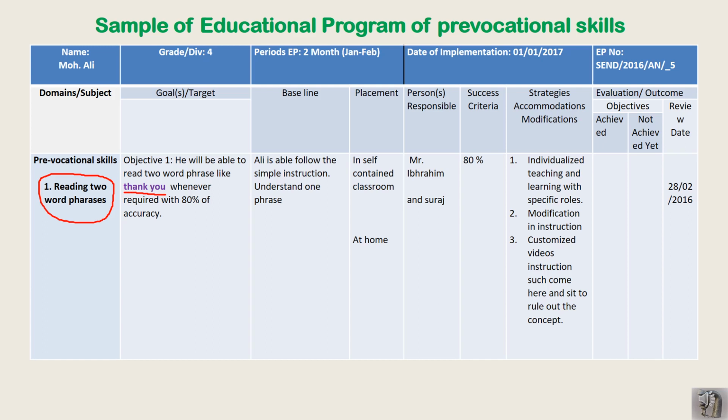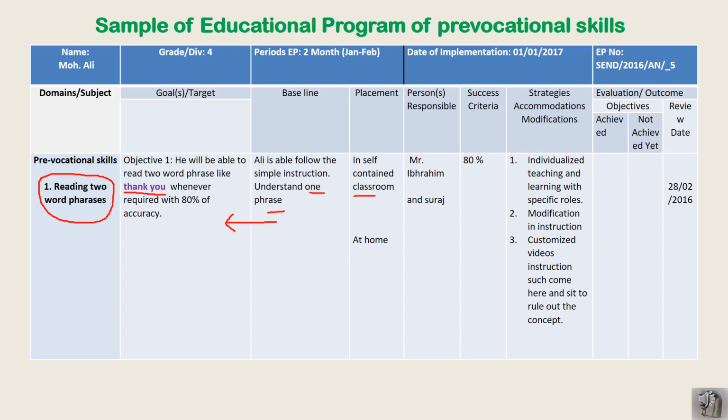I have created my specific objective by keeping the 5 components in mind, which I have already explained in the other educational program. That is your condition, the behavior, content, criteria, and duration. So you can see all 5 criteria here. And when you come to the baseline, it should be related to your objectives. You cannot write a baseline which is not related to your objectives. See here, he understands 1 phrase, whereas our target is 2 phrases.